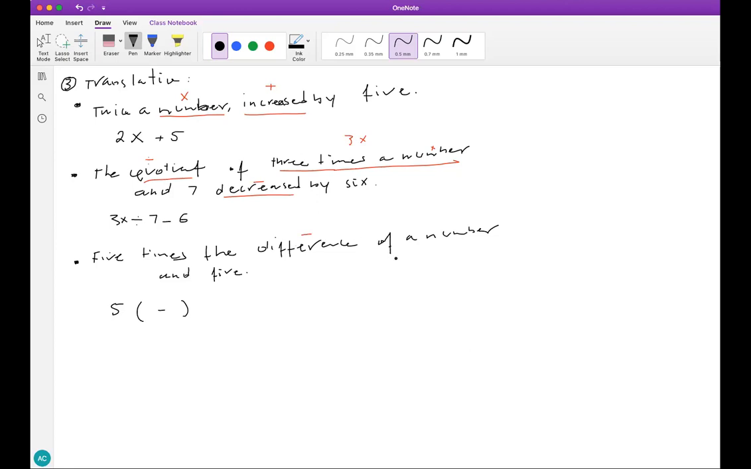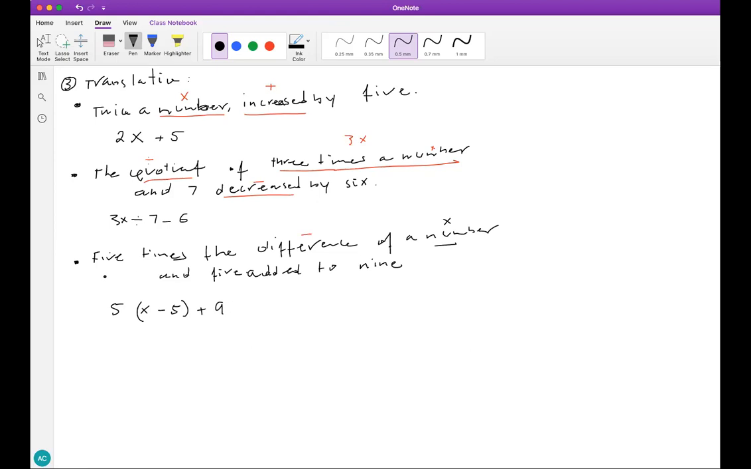A letter, which we can use x, and then 5. You can even add something else here. Let's say added to, for example, 9. Okay, so you can say here 9 as an example.